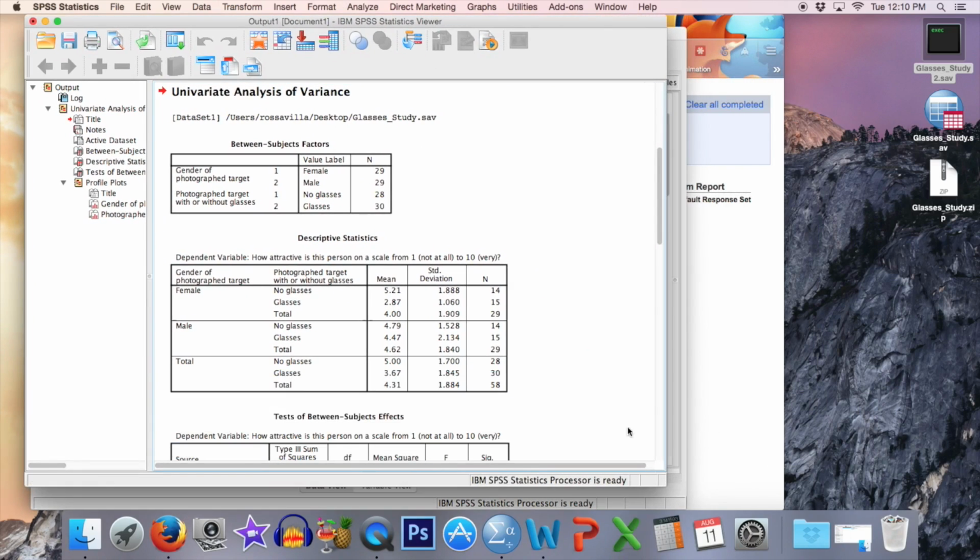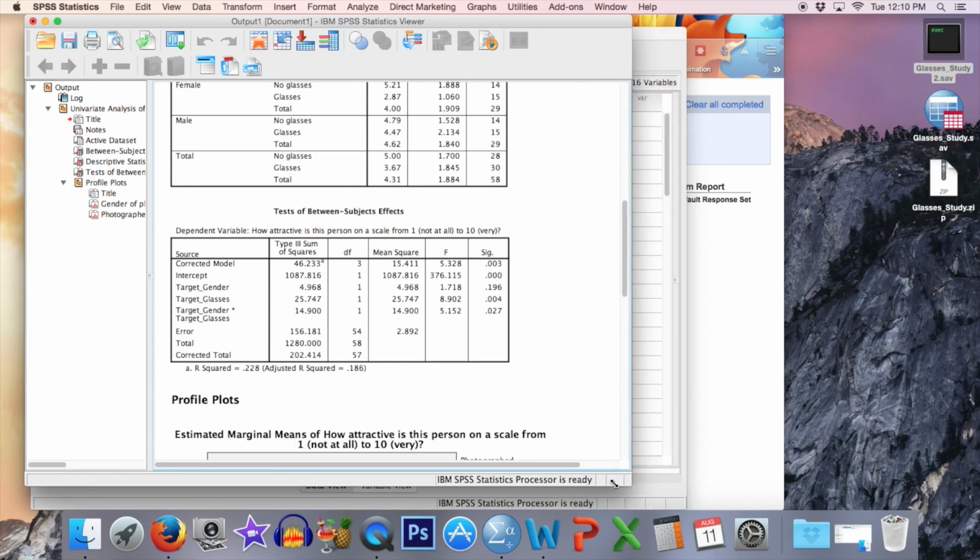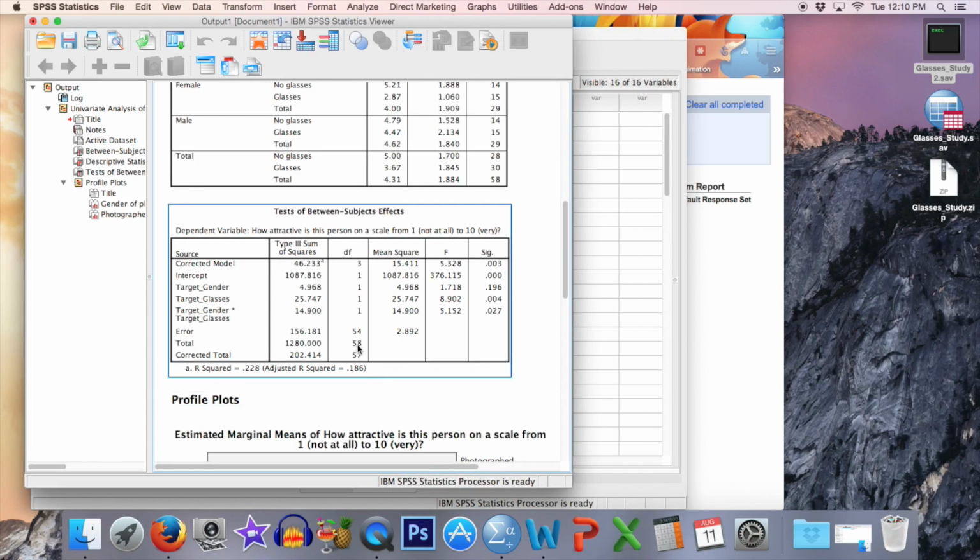So usually what I like to do is scan down first to see the between subject effects to see if anything is significant. And it looks like we do have some significant results. So in this case, we had a total of 58 participants. And if we scan over to the SIG side, we can see that the target's gender, whether or not the target photographed person was female or male, had no significant effect on their attractiveness. In this case, P is greater than 0.05, so it's not significant.